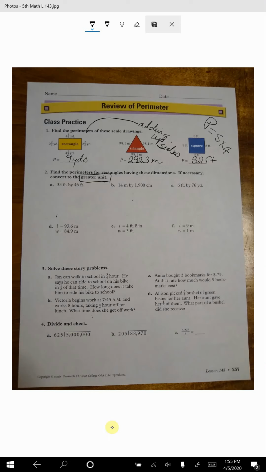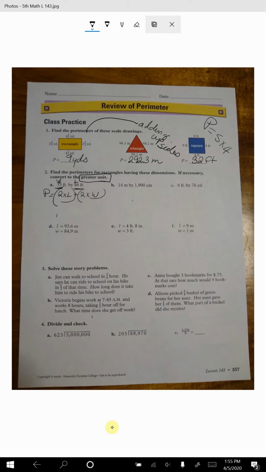All right, so in this one, they're both feet. This would be a rectangle. 30 feet, 33 feet would be your width. 46 feet would be your length. So remember, perimeter equals 2 times the length plus 2 times the width. Or we could just add up all the sides, but I think this is easier.